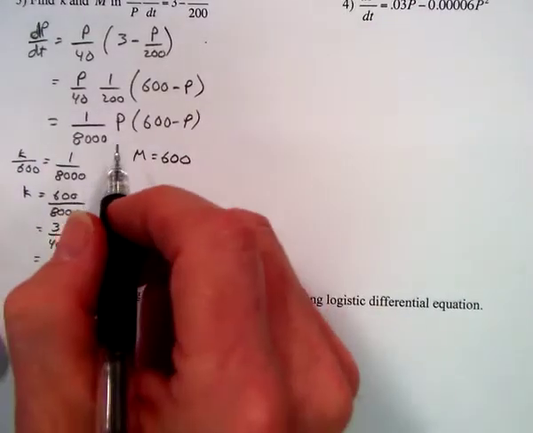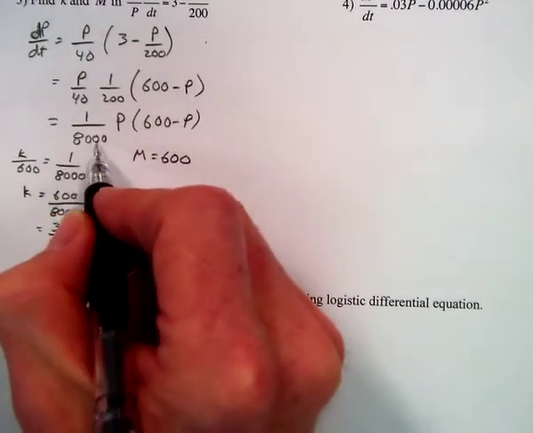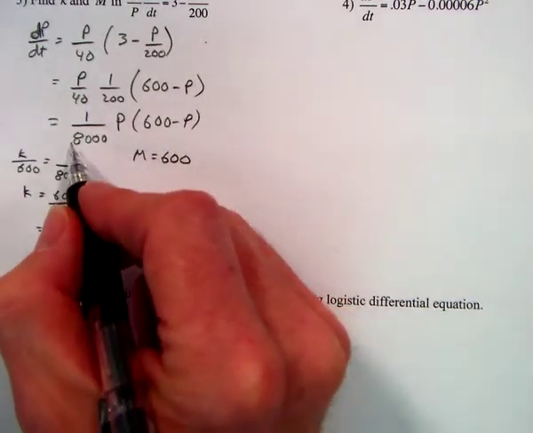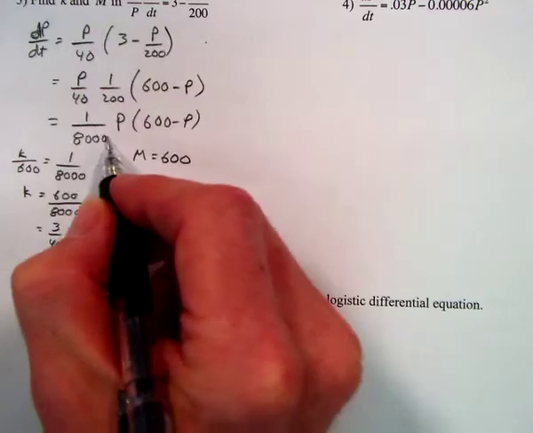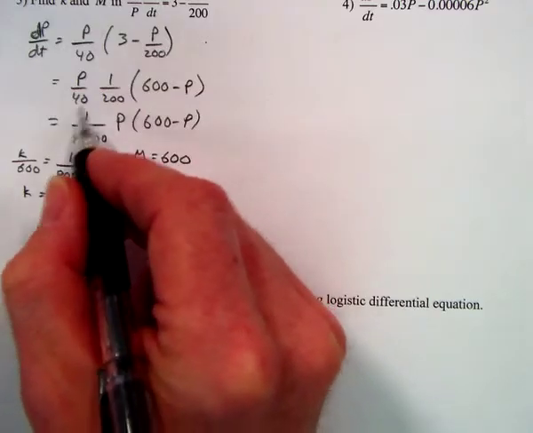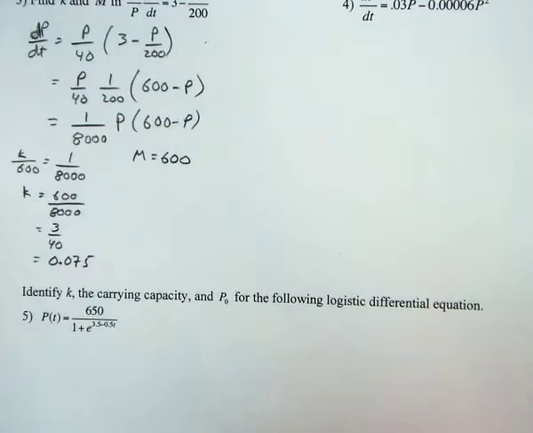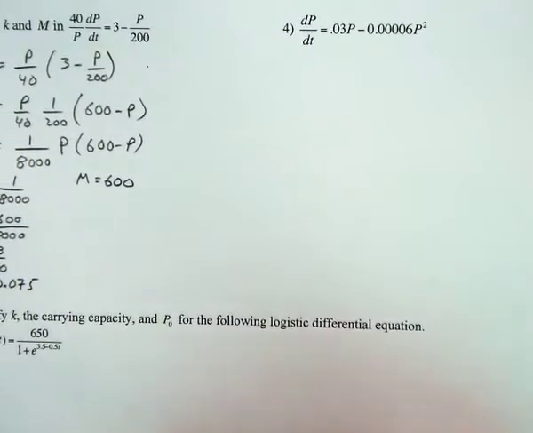Another way you could do it, if you want to put it into that form K over M, right now we have 8,000 on the bottom. We could multiply the numerator and the denominator by 600 over 8,000 to give us 600 on the bottom, and that will give us our K value on the top, and that's going to be equivalent to what we just did. Let's look at the next one.